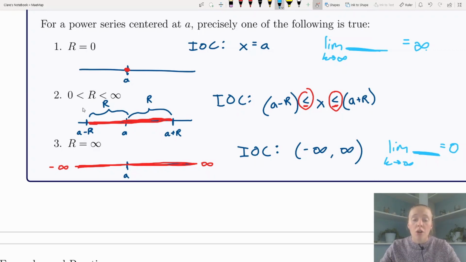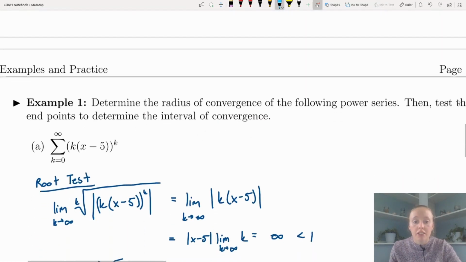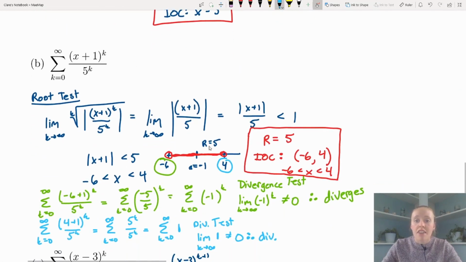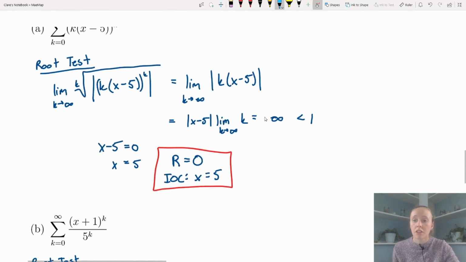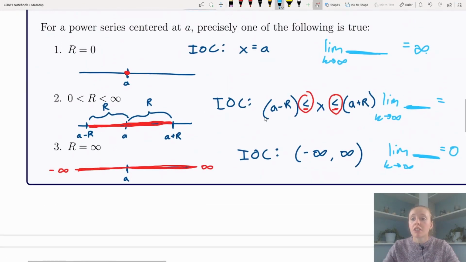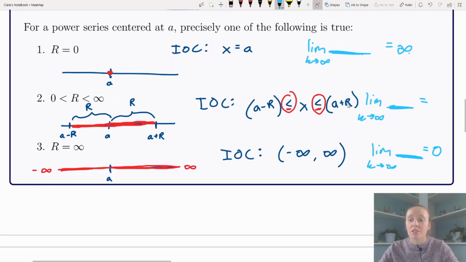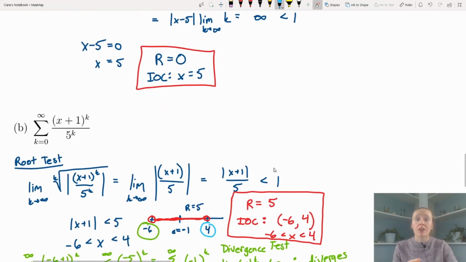And in this case, when we got that our radius was some finite value, that was when the limit as k approached infinity of whatever we had depended on x. So if you scroll back down, you can see that our limit was the absolute value of x plus 1 over 5. And depending on that x value, we'll get numbers greater than 1 or less than 1. So we had to solve for that interval where the absolute value of x plus 1 over 5 was always less than 1. So in that case of number 2, you'll get your limit to where it depends on x.